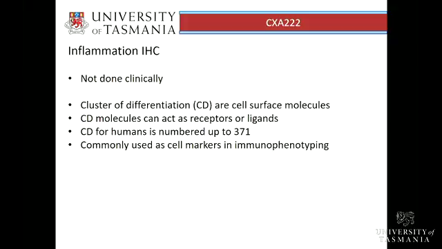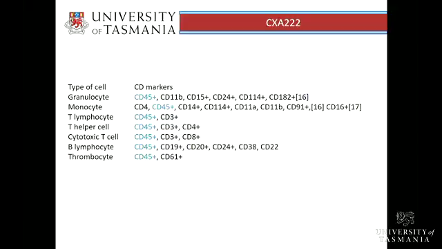The number of CDs for humans is up to 371 at the minute, so you can imagine you can use IHC to get an accurate ID on a cell. But as I said, who can be bothered, really? Having said all of that, the CD markers for the cells I've listed there: CD45, common leukocyte antigen, is common to almost all cells found in the blood, and that's what we'll be staining for today. So you will have a gallbladder undergoing potentially an inflammatory response.